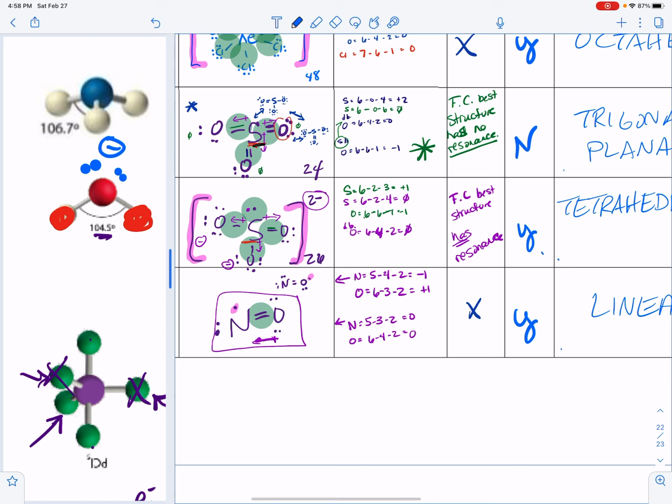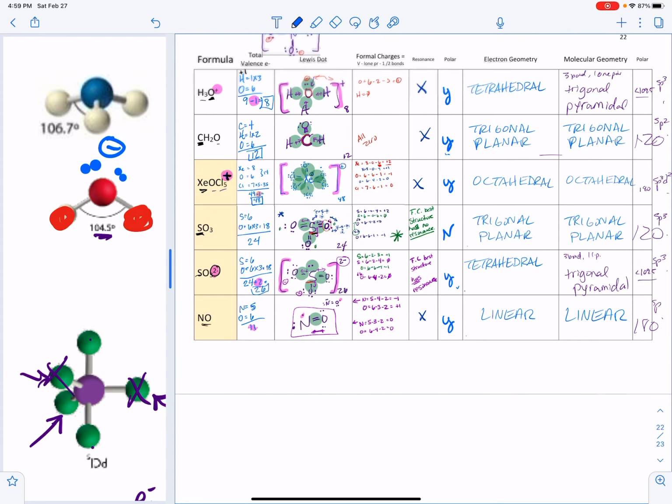We have a lone pair and several atoms, and so that lone pair is going to make us polar. And then lastly, we just have 2 different elements, so that's going to be polar. And now the chart is finally filled out with a lot of information to hopefully help you.